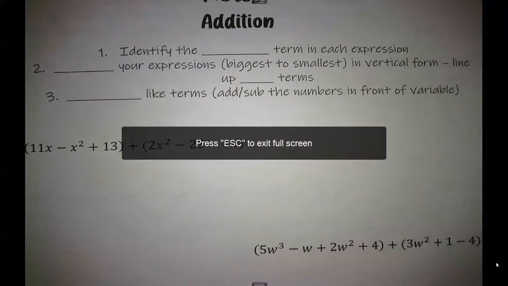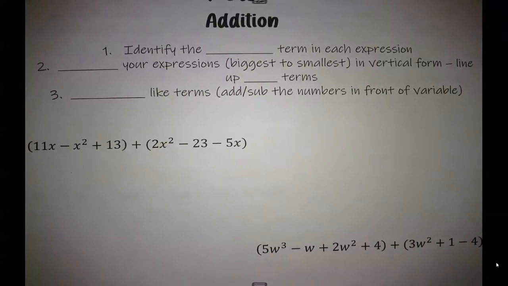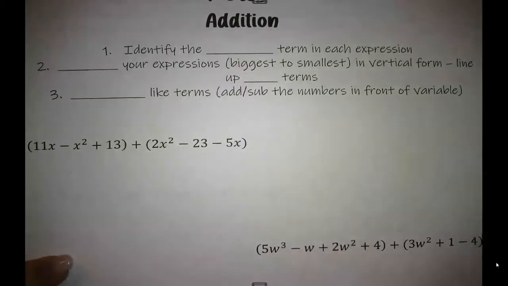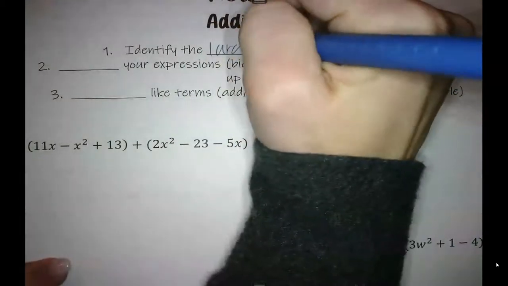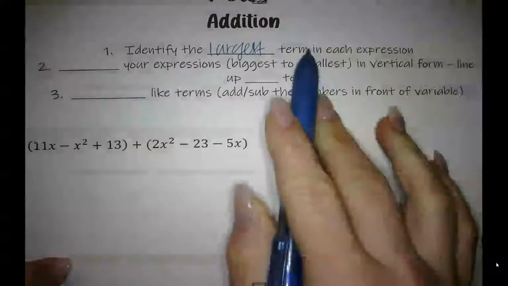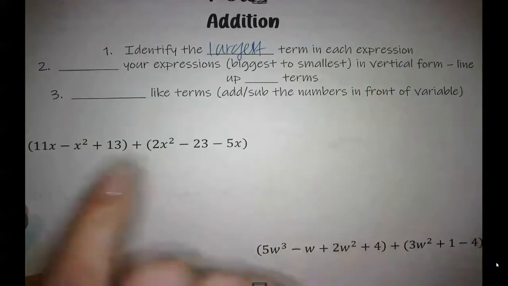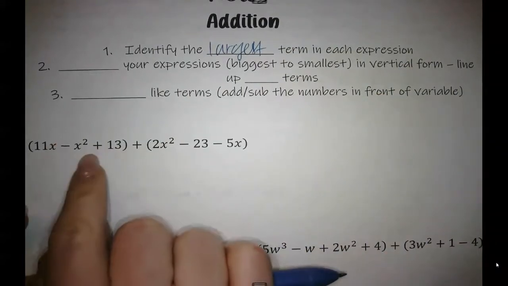Let's look at adding our polynomials. So we've got a couple of steps up here for you in case you forget how to do it. Our first step is to identify the largest term in each expression. The largest term in each expression is just the one that has the biggest number above it.